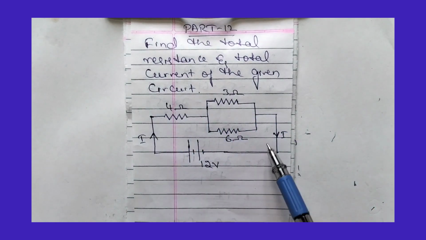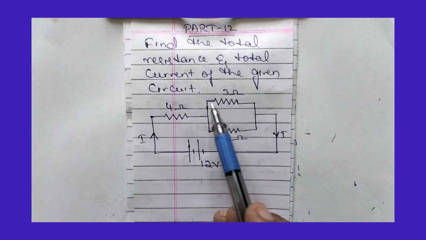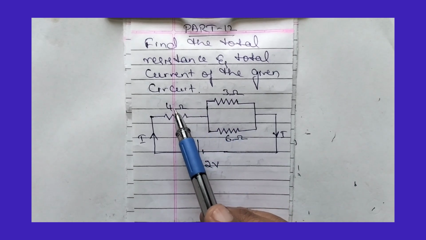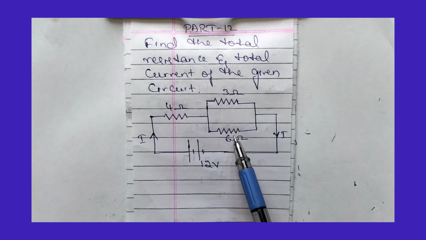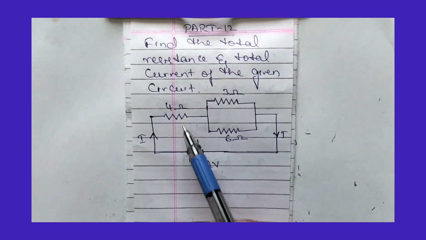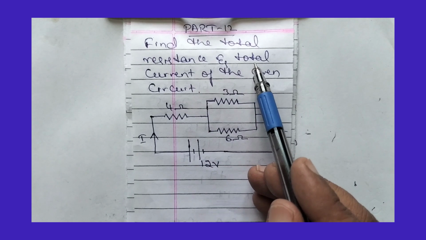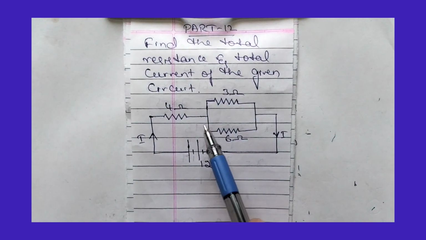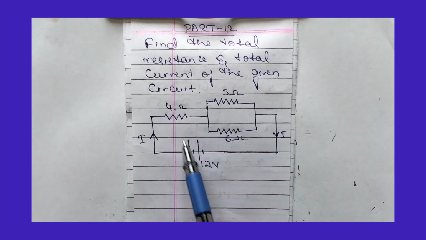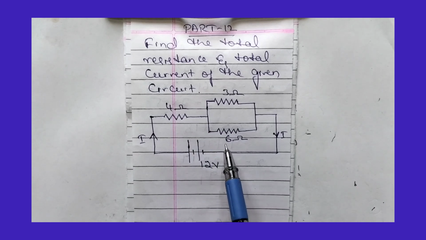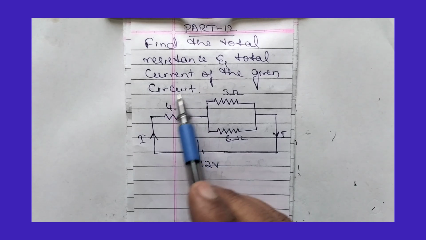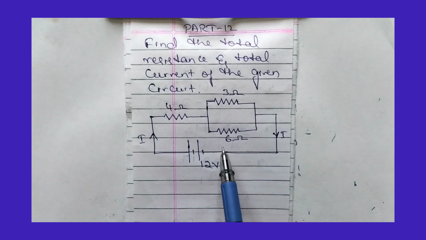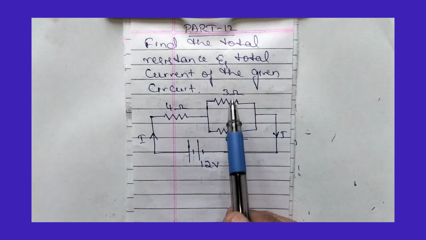So this is a circuit. This circuit has three resistors. One is a resistor of 4 ohm, 3 ohm and 6 ohm. So now first we have to calculate what is the total resistance and the total current. So these three resistors are connected to a 12 volts battery. Now we have to calculate what is the total resistance and the total current that flows through the circuit.